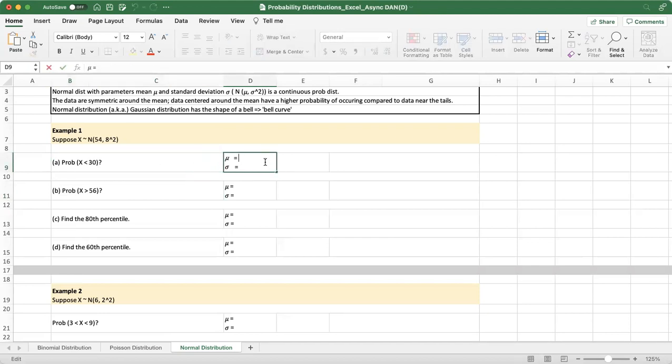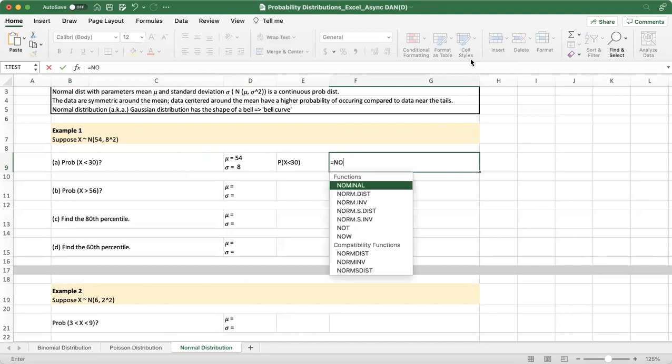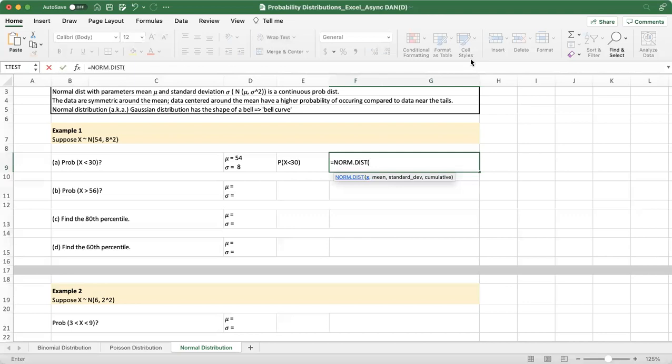Well, the first thing you want to note is the mean, which is 54, and standard deviation, and we want P of X less than 30. And the Excel function for this is norm.dist. Okay, so the first argument here is you want to find the probability of X being less than 30, so you put 30 here. And the next argument is the mean. The next one is the standard deviation.